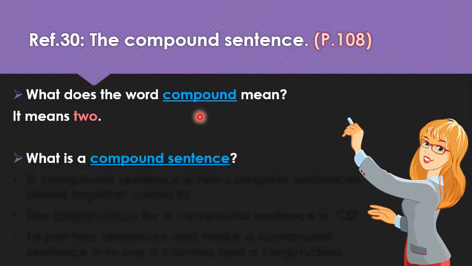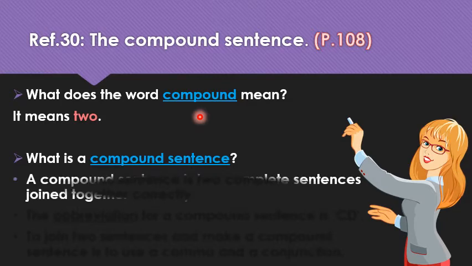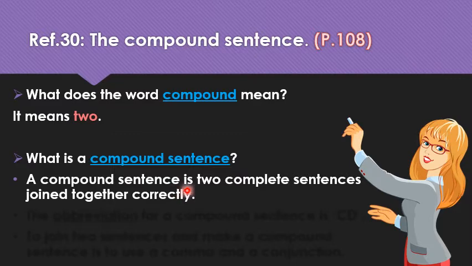Now, our subject for today: what is a compound sentence? Before we came into compound sentence, we knew what is the meaning of the word compound, right? So what is a compound sentence exactly? A compound sentence is 2 complete sentences joined together correctly.